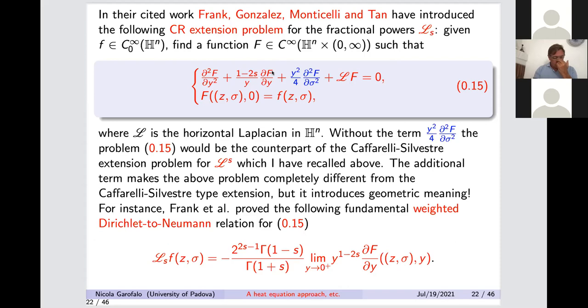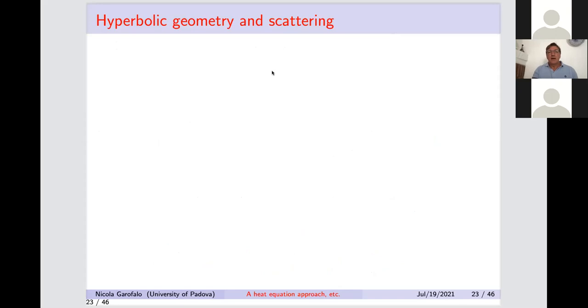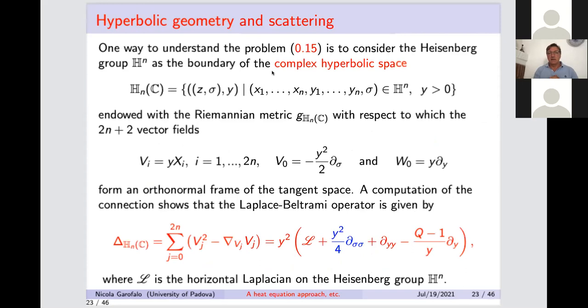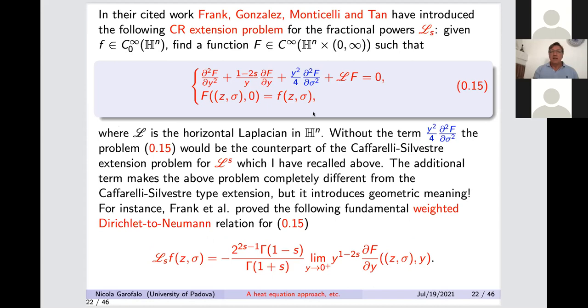well, let me get ahead of myself. So I'm running out of time. So hyperbolic geometry and scattering. So let's see, where does this problem come from? Let me show you where this problem comes from. Because one might look at this problem and say, how did they put that factor in blue in that formula? I mean, is there a rationale for it?